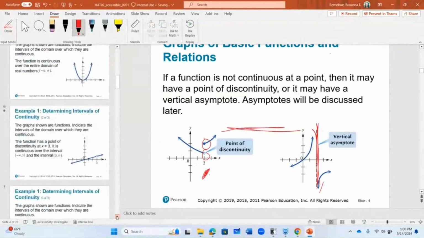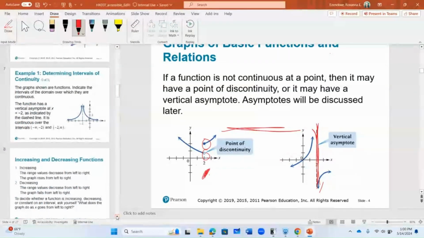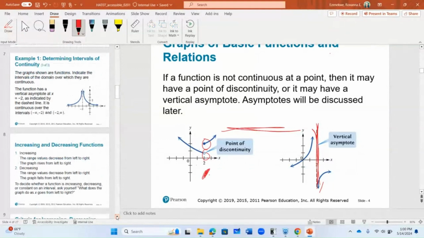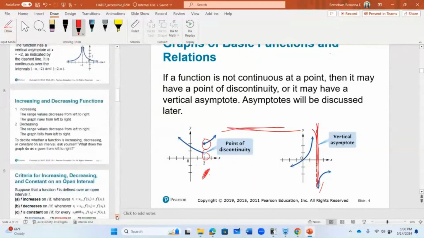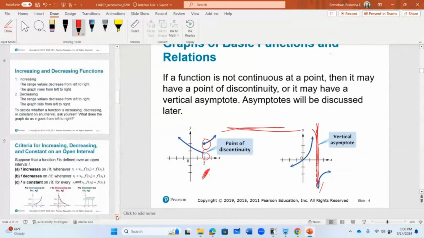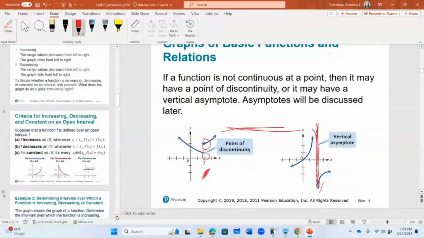All right, so I want you to know that we are in 1.2. So you will also be asked, what is a decreasing or increasing function? We want to make sure we know what is decreasing and increasing. So if a function is increasing, I'm going to draw here.